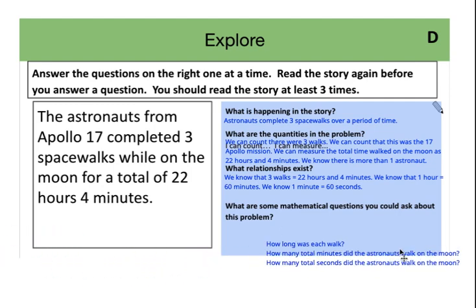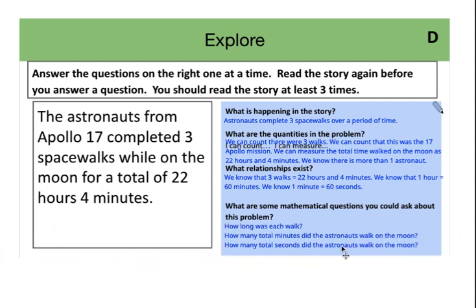So what did you come up with? Did you maybe ask how long was each walk, since they did a total of 3? Did you ask how many total minutes did the astronauts walk on the moon? Ooh, did you want us to convert that total amount of time into minutes? Or maybe you wanted to find out how many total seconds the astronauts walk on the moon. So did you want to turn the 22 hours and 4 minutes into seconds? Those are some creative questions there. Great job. Let's go ahead to the next slide and see what the actual question for this problem was.